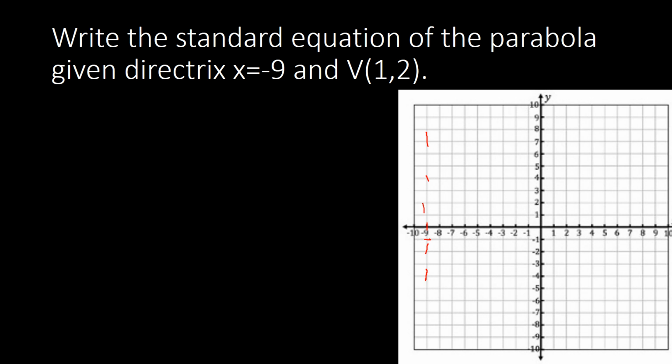After that, we are going to plot our vertex. The vertex there is (1, 2). So we have our 1 here on the x-axis, and then we've got 2 here on the y. So this is our vertex.